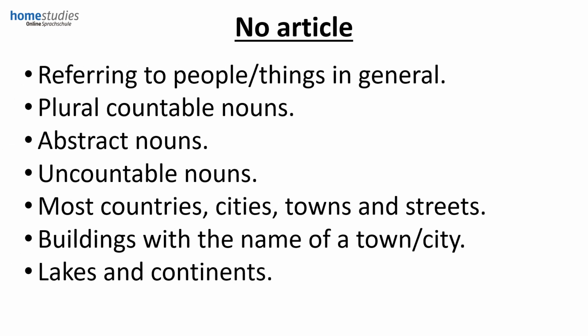Now, let's have a look at no article, sometimes called the zero article. No article is needed when referring to people and things in general, plural countable nouns, abstract nouns, uncountable nouns, most countries, cities, towns and streets, buildings with the name of a town or city in them, and some things like lakes and continents.